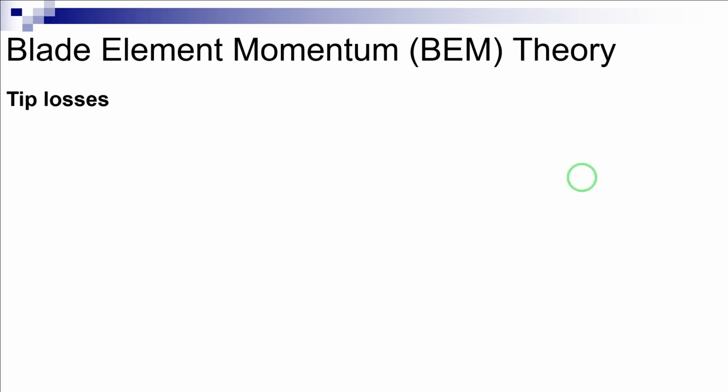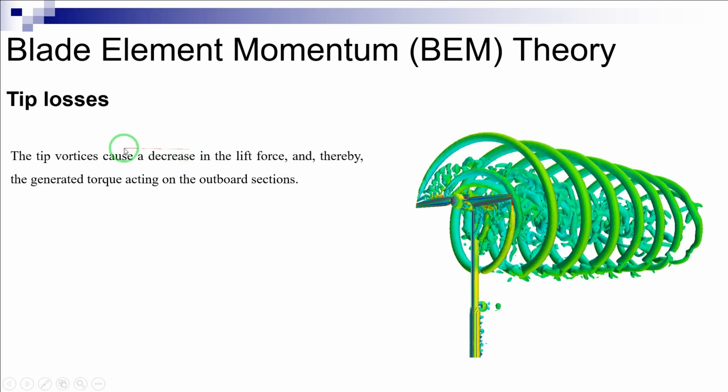Tip losses. One of the key assumptions of the BEM method is that each section is assumed to be independent of the neighboring sections. Note that this assumption is suitable for the inboard radial sections of the blades. However, it is less valid for the outboard radial sections due to the noteworthy interaction that exists between these sections. In particular, there is a significant movement of the fluid particles from the high pressure side of the rotor toward the low pressure side, which is observed as the tip vortices as shown here. Therefore, the vortex shedding from the blade tips is inevitable.